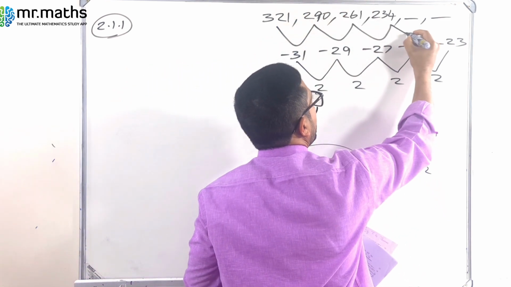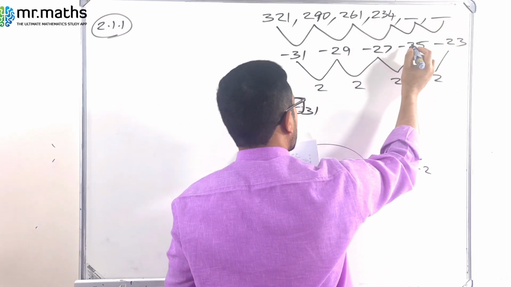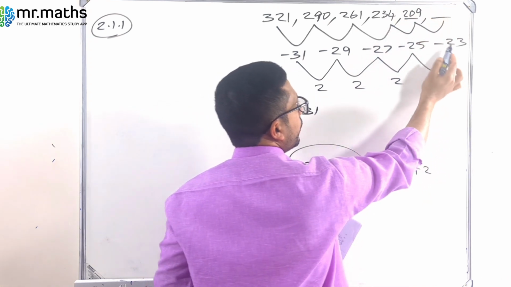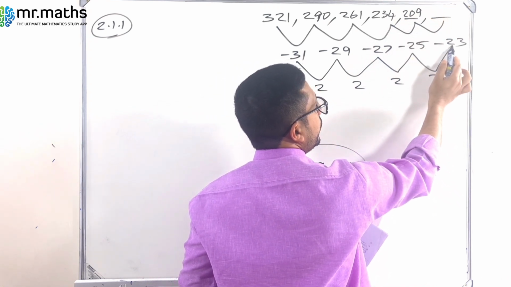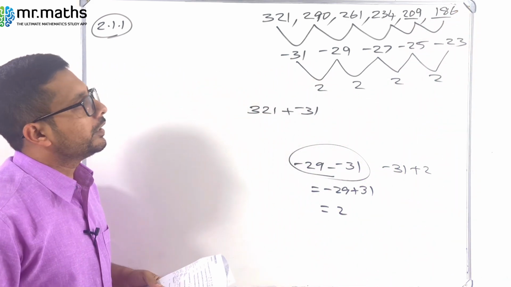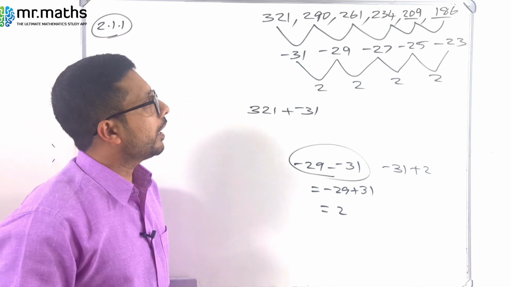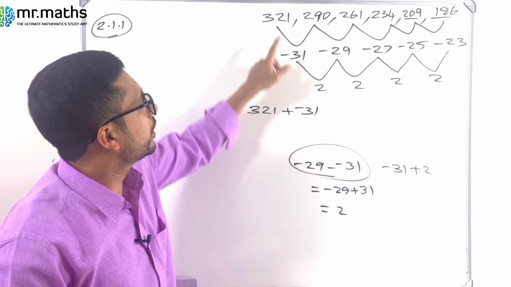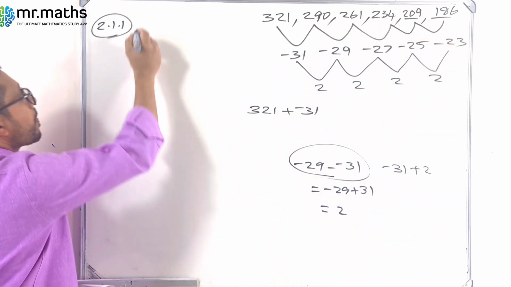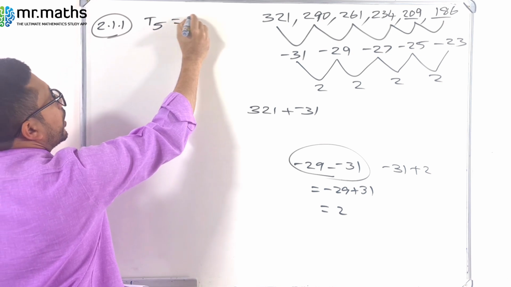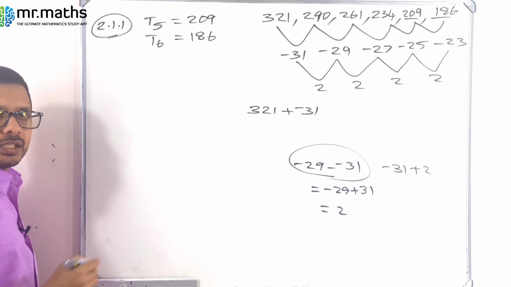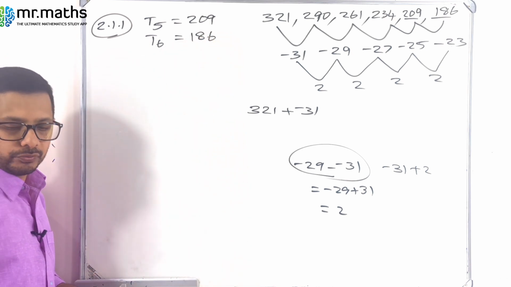So how can I find the next one? 234 minus 25, this one is going to be 209. Then the next one, 209 minus 23, this one is going to be 186. So the next two terms are 209 and 186. Which terms are those? First, second, third, fourth, fifth and sixth. So the answer is T5 equals 209 and T6, the sixth term, equals 186. So that is question 2.1.1.